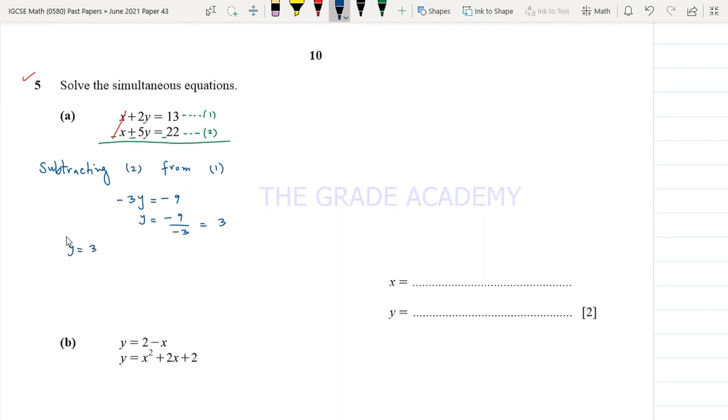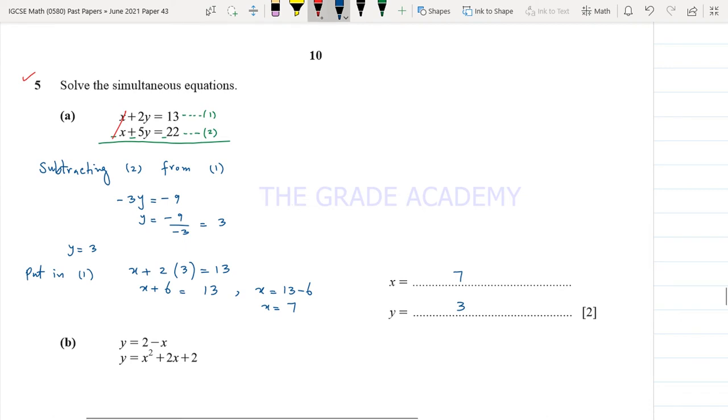So now we can put this value of y back into any of the two equations to get x. So let's put it in the first equation. So x plus 2 times y, we replace y with 3, which is equal to 13. So x plus 6 is equal to 13. Okay, so x is equal to 13 minus 6, so x is equal to 7. So x is 7 and y is 3. So this is the solution of these two simultaneous equations. Now we have to solve the simultaneous equations given in part B.